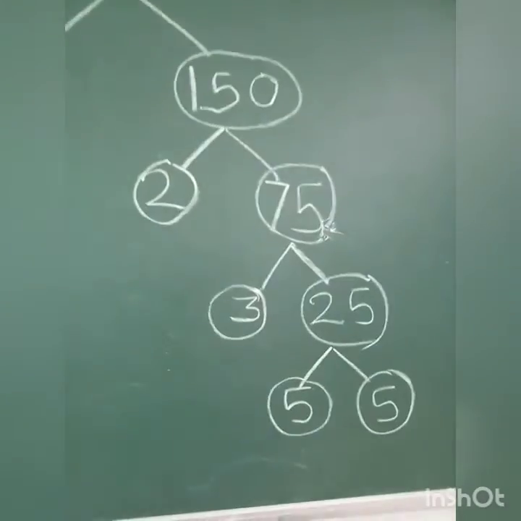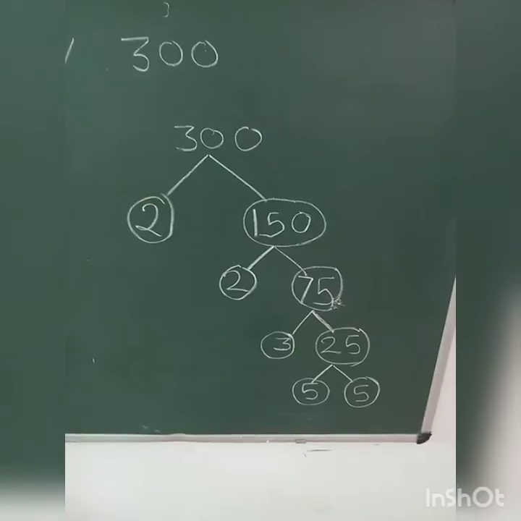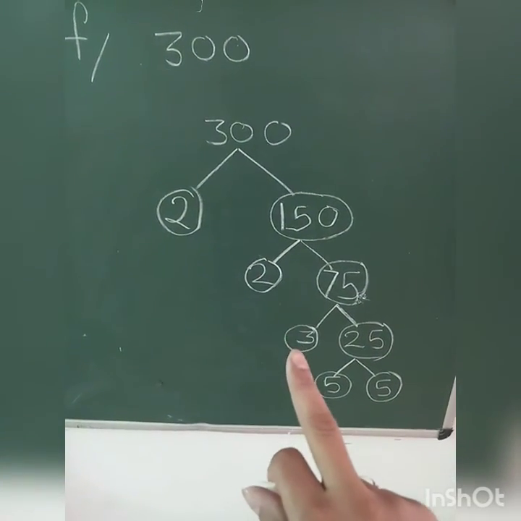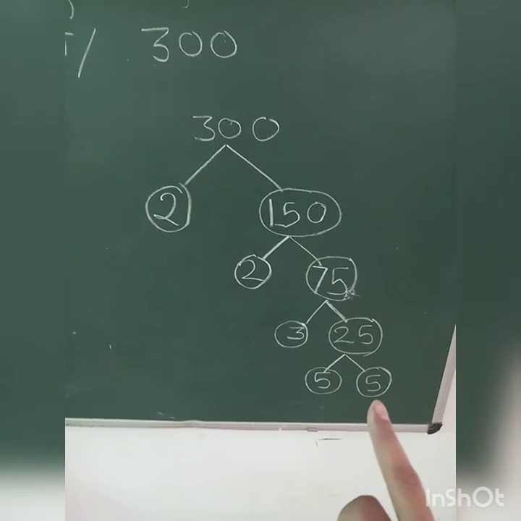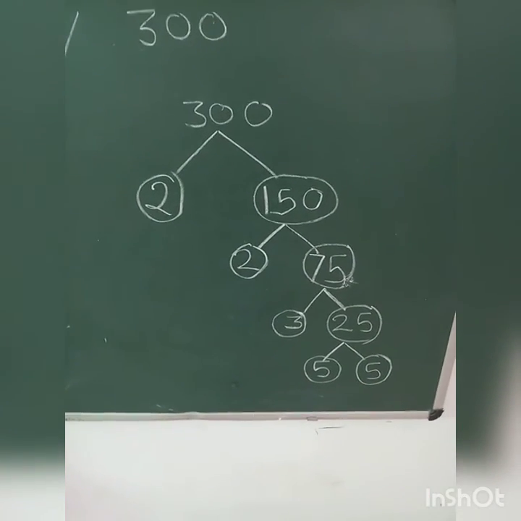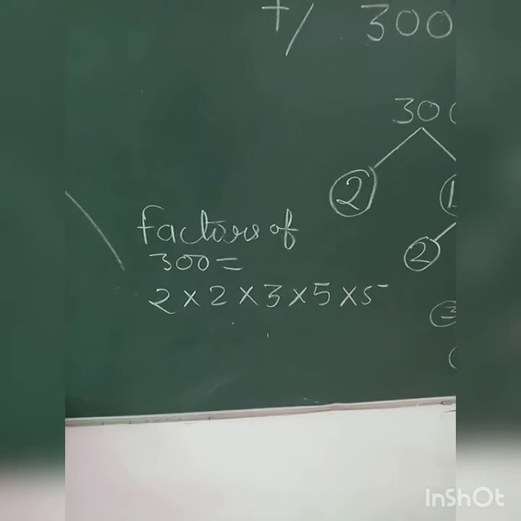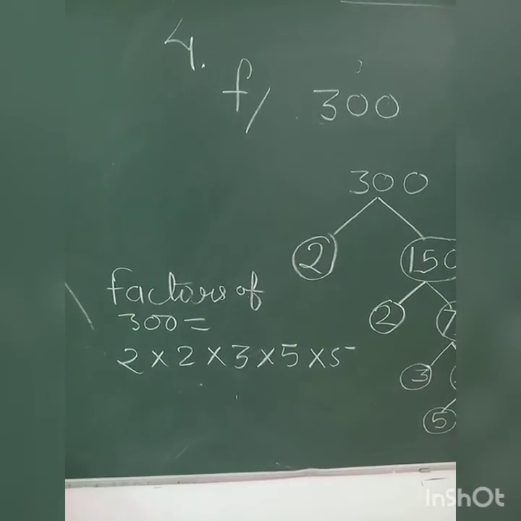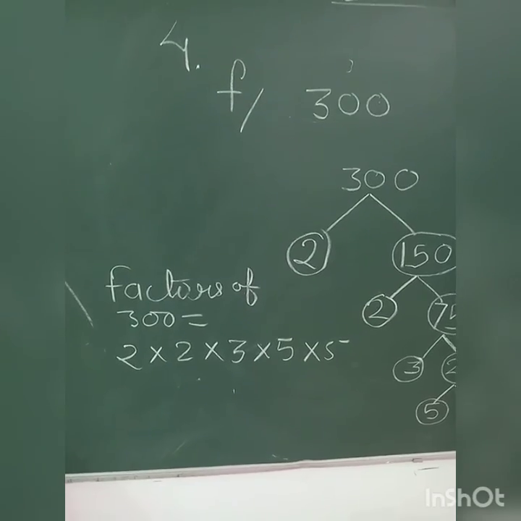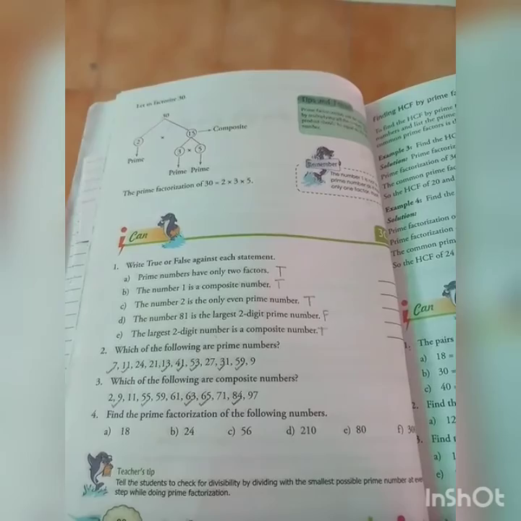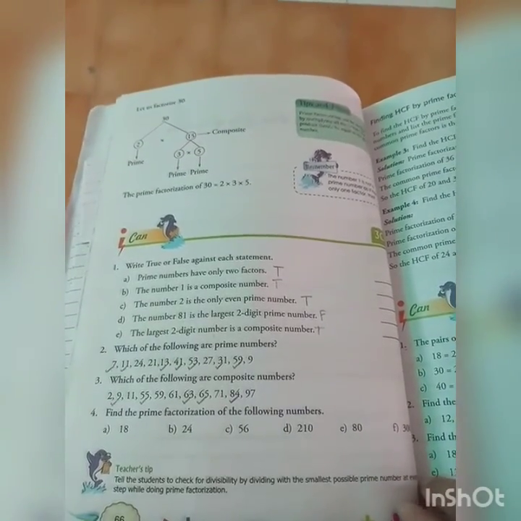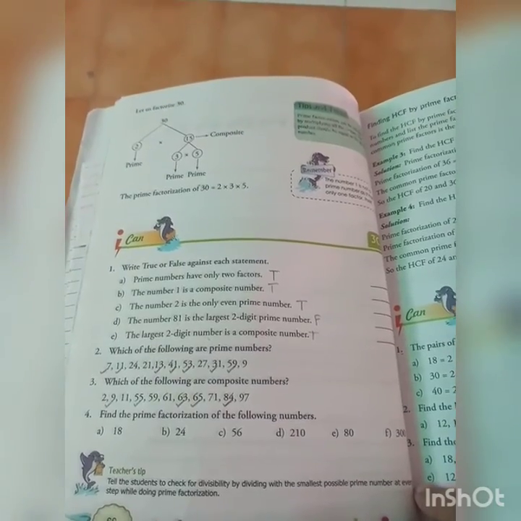Now you see in this question that 2 is a prime number, that 2 is a prime number, 3 is a prime number, and these both 5 are also prime numbers. Right? Factors of 300 is equal to 2 multiply 2 multiply 3 multiply 5 and multiply 5. So in this way I have done here A, D and F.